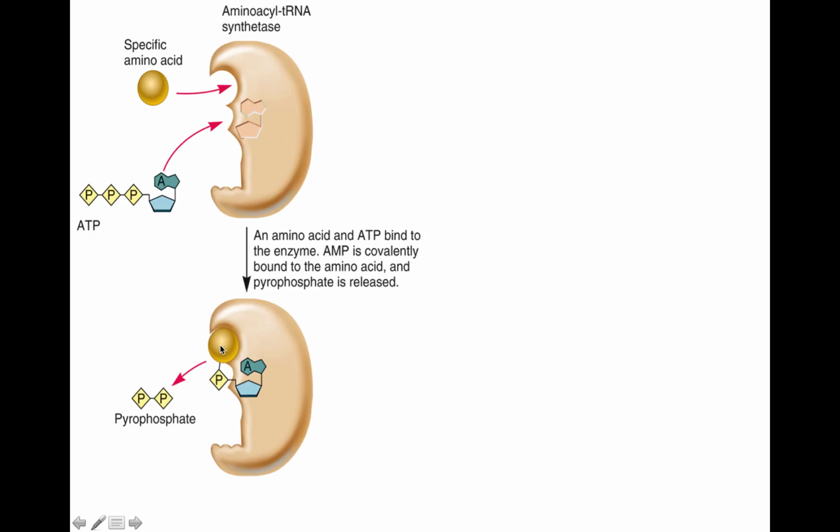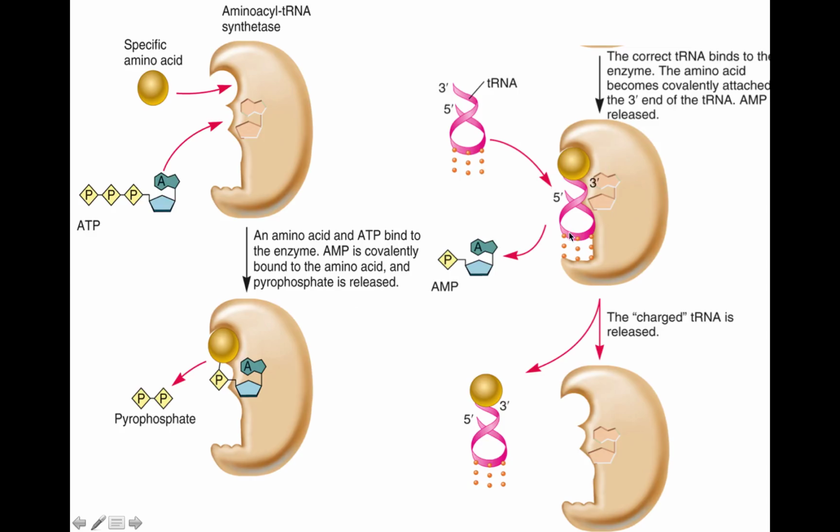So this is a covalent attachment of AMP to the amino acid, okay? And pyrophosphate is released. Many times when ATP is used in a reaction, it is not covalently attached to one of the substrates, but in this case it is. Okay, the next thing that happens is that the correct tRNA binds to the enzyme. The amino acid becomes covalently attached to the tRNA. Okay. And the AMP is released. And finally, you release the charged tRNA.